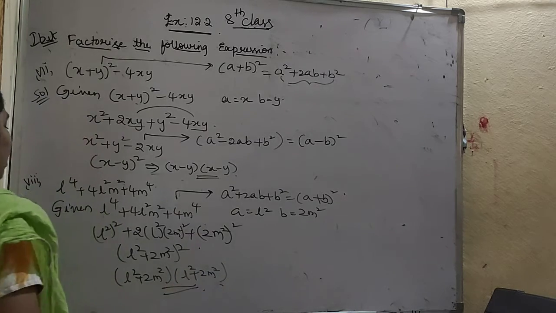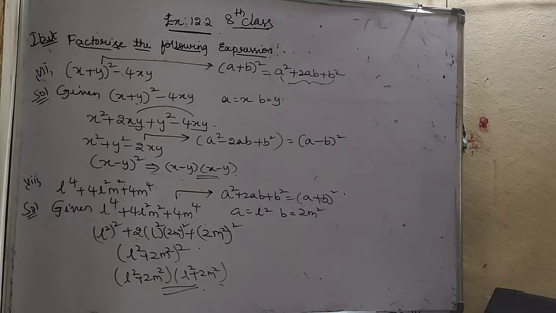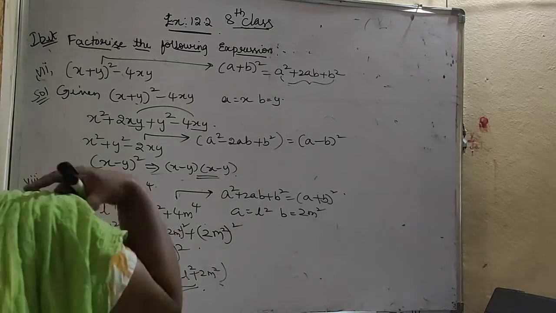So this is our 8th equation in the first bit. So with this our first bit is completed. Next is the second bit.